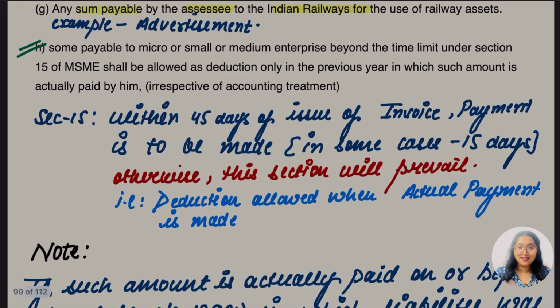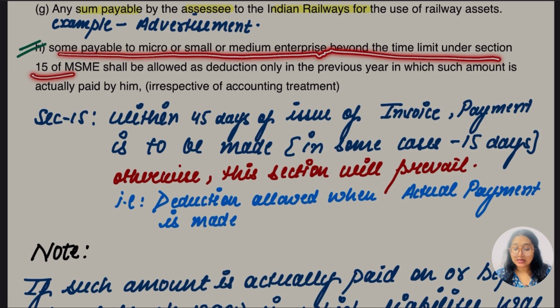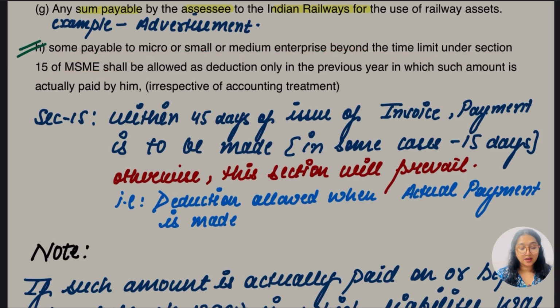Let's go for another new point which is added in this section, that is sum payable to micro, small or medium enterprises. We are talking about MSME, beyond the time limit under section 15 of the MSME Act. Let me read it quickly, then I'll tell you what this is. So sum payable to MSME beyond the time limit under section 15 of the MSME Act shall be allowed as a deduction only in the previous year in which such amount is actually paid by him. What is section 15 saying about MSME? Let me say it again.